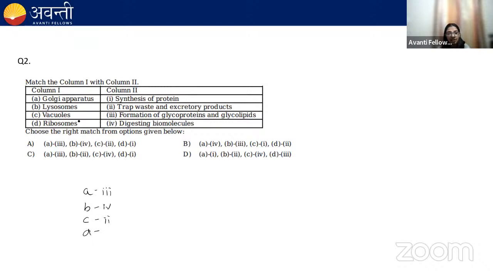And D is ribosome, which is the synthesis of protein, because the ribosome's main function is synthesis of protein. So A3, B fourth, C second, D 1. A3, B4, C2, D1. Correct option is A.